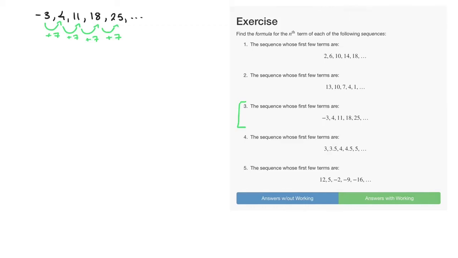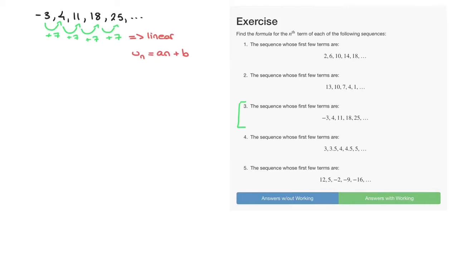Now, since we're always adding the same amount, that means that this sequence is linear. And because it's a linear sequence, it must have a formula that looks like u_n equals a times n plus b. So our job now is to figure out what the values of the coefficients a and b are.